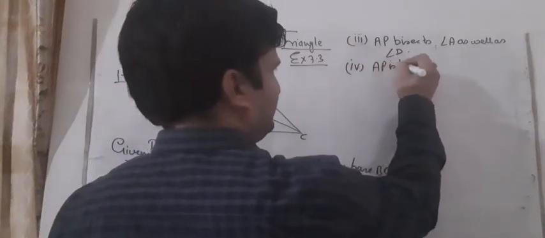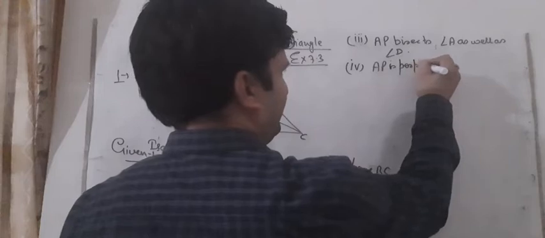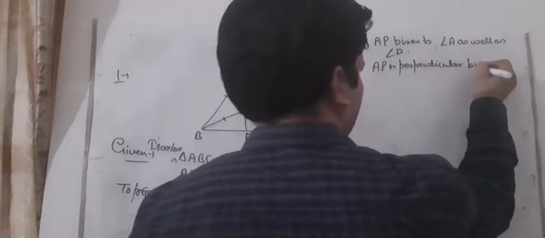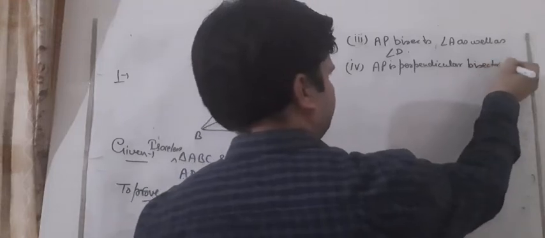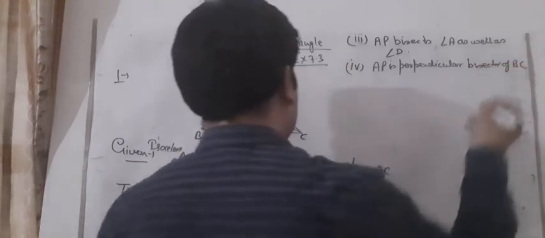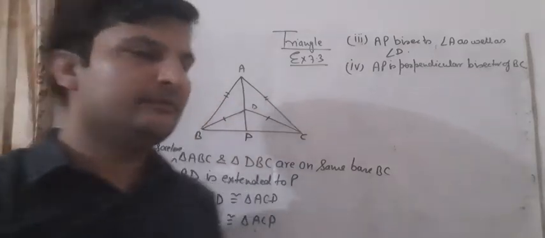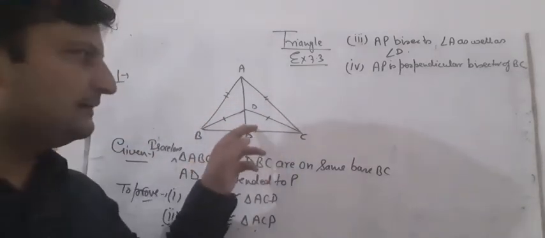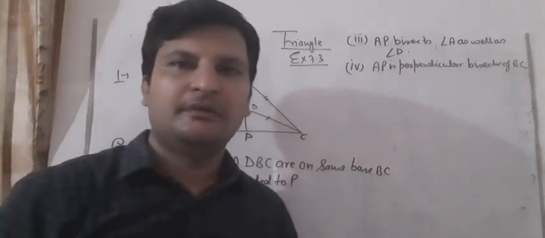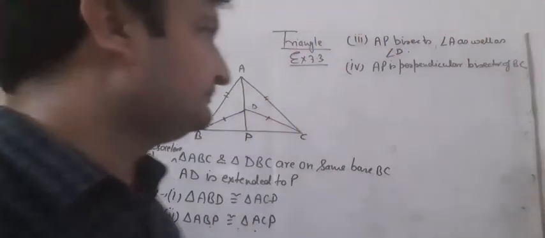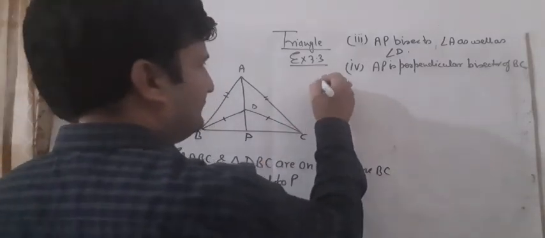AP is the perpendicular bisector of BC. Bisector means it will divide it into two equal parts, and this should be perpendicular, meaning a right angle. Now this we have to prove. So after this we will write proof.